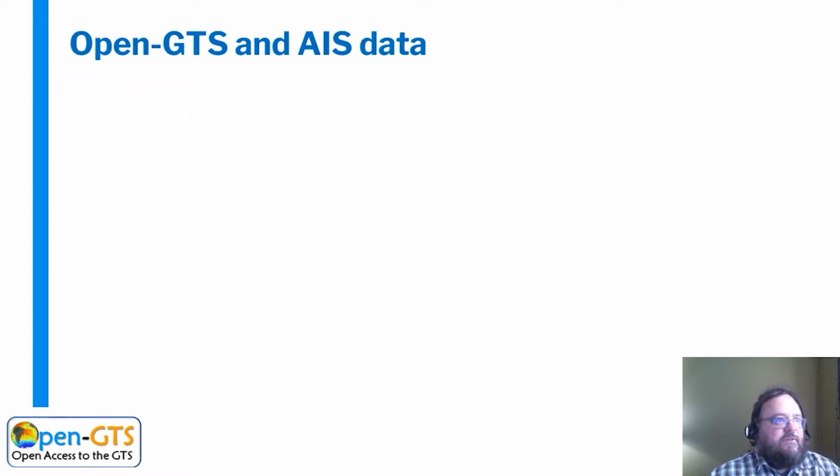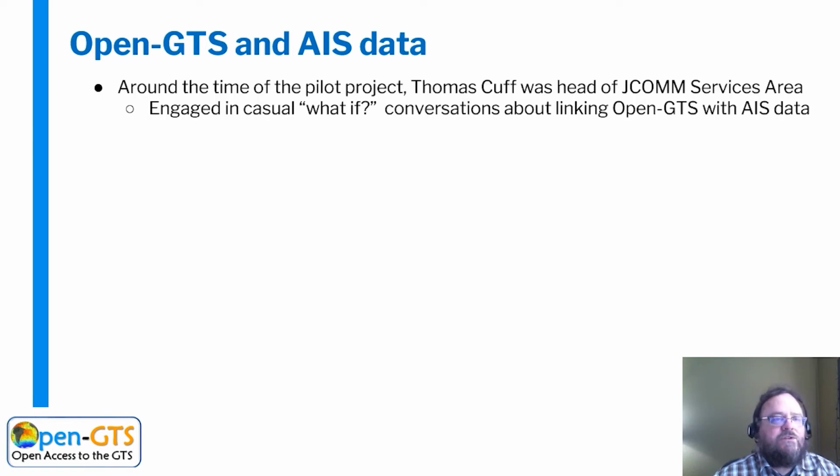So we've successfully been using the OpenGTS workflow to put autonomous data from sail drones onto the GTS and even developed a BUFR template to do so. But the conversations came: what other data could potentially be out there for use? Several years ago, back when JCOMM still existed, Tom Cuff was the head of the services area. And in various data management meetings, we would engage in casual discussions about AIS data, because many of these AIS systems have metadata, and there are lots of ships out there with these AIS systems.